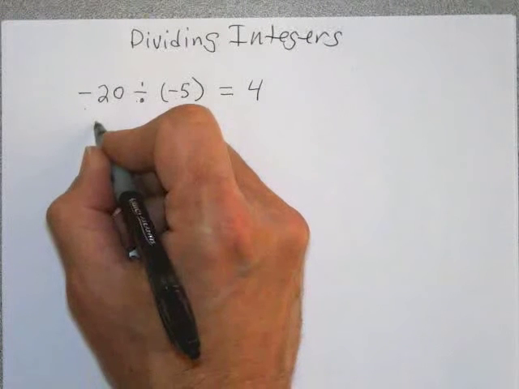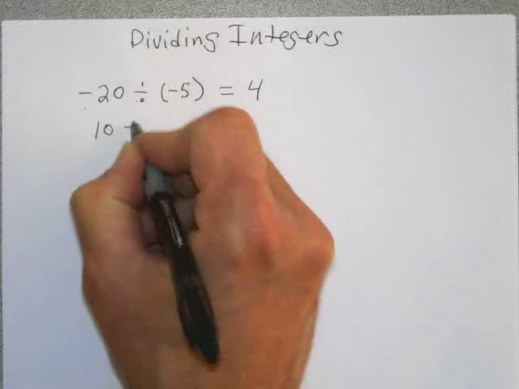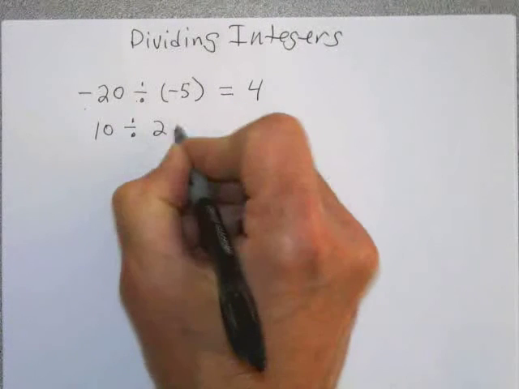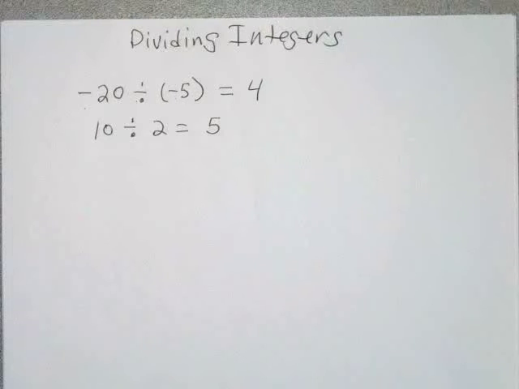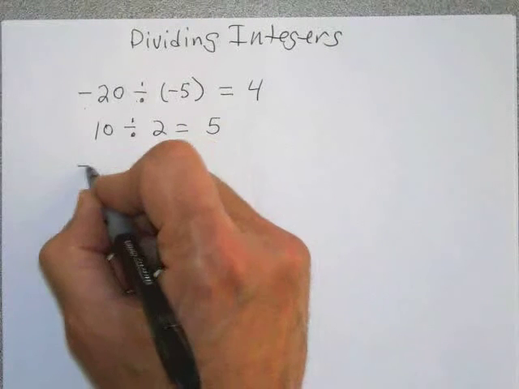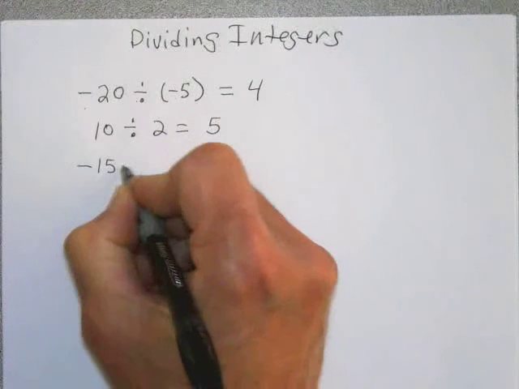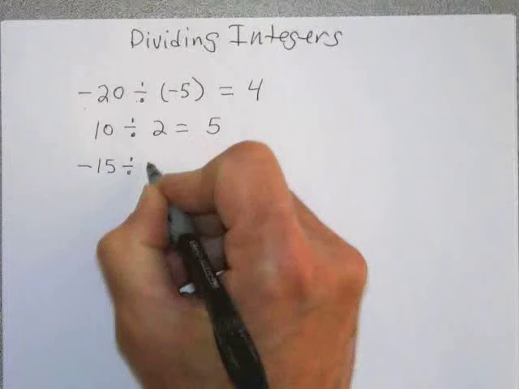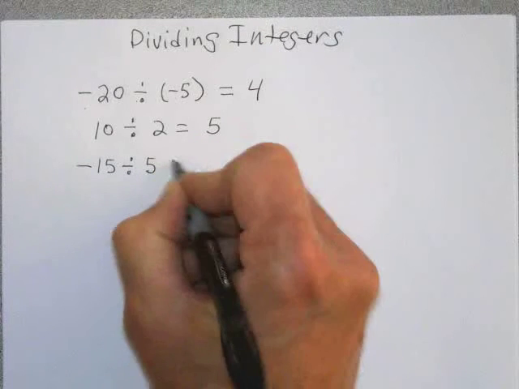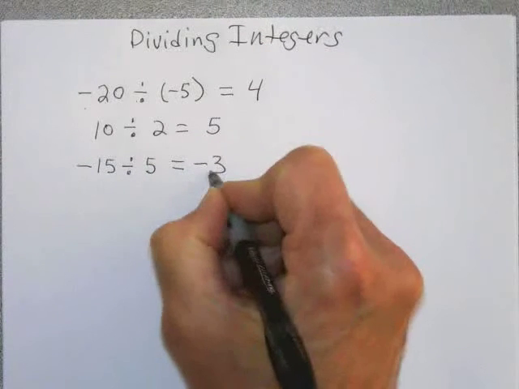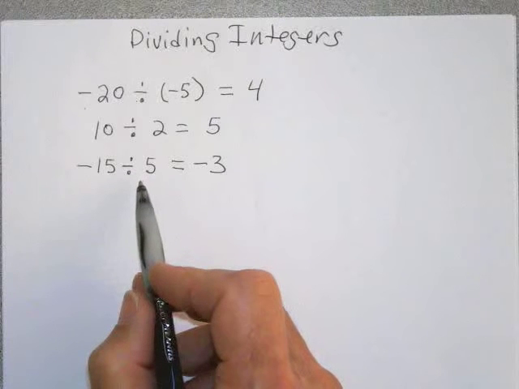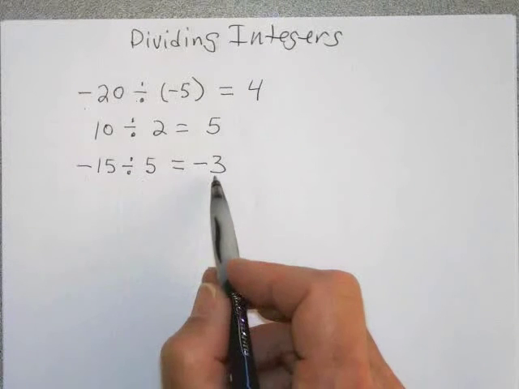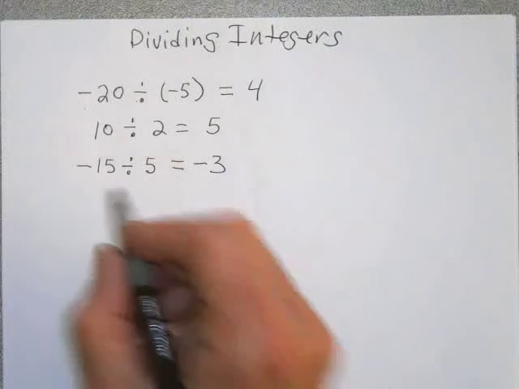Of course, if I took a number that was positive and I divided it by a positive, I would also end up with a positive answer. And if the signs are different, in other words, if I took negative 15 and I divided it by 5, my answer would be negative 3. When the signs are different and I'm dividing or multiplying with two factors, the answer is negative.